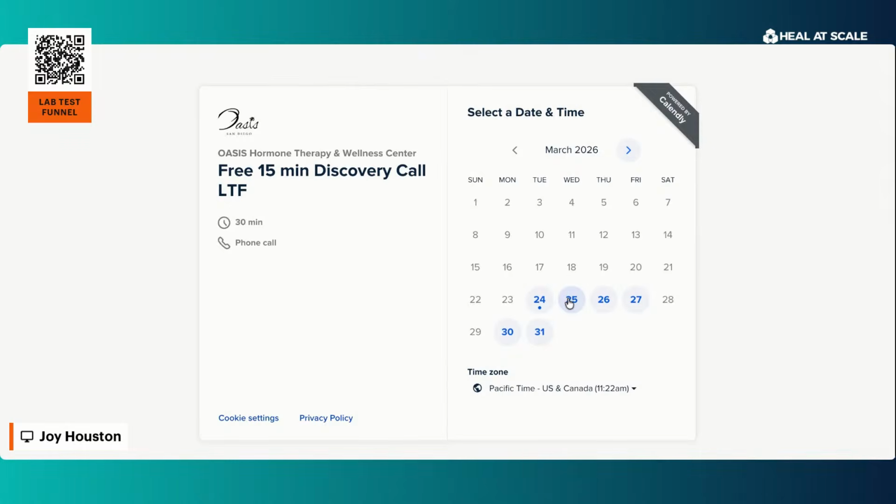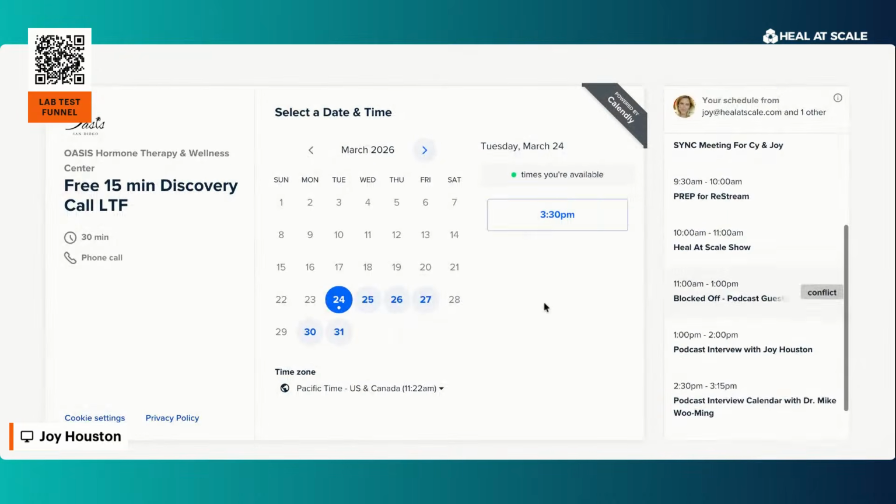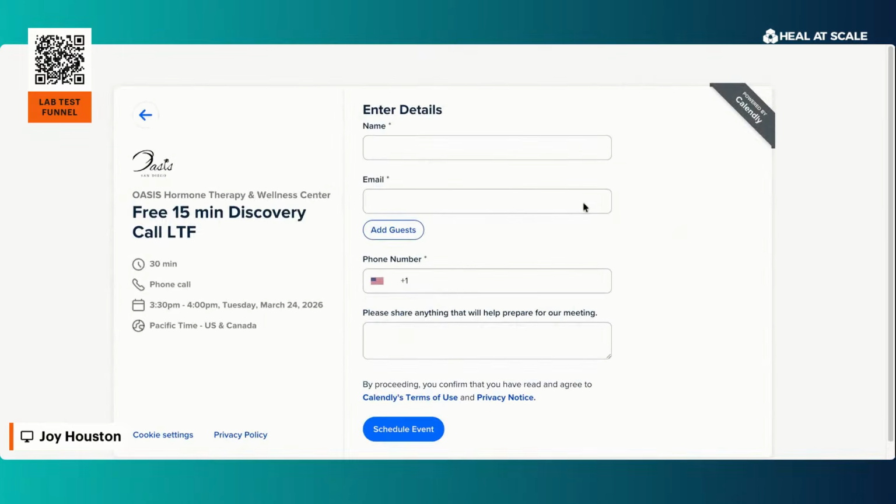Okay. So let me just pick a random date here. Okay. We'll pick today at 3:30 p.m. Next. Okay. I'm going to stop sharing screen while I put in my info so I don't have my info on the interwebs. Okay. Let me go ahead and put this in here. Okay.